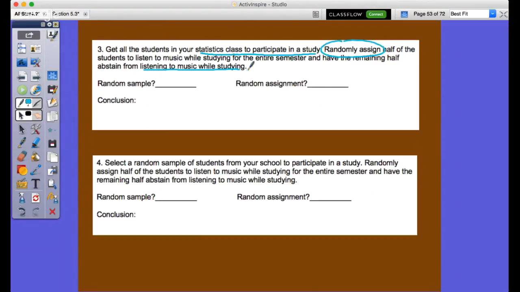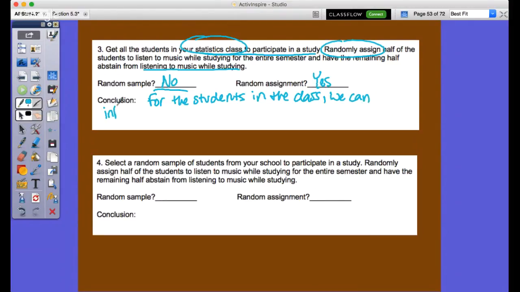So the question is, is there a random sample? The answer was no. There was no random sample. Those that were in the statistics class were the ones that were there, right? Everyone in the statistics class. Was there a random assignment? Yes, there was. So the conclusion, well, we can just say only for the students in the class, right? Because that's what I took from. For the students in the class, we can infer that listening to music while studying decreases or lowers GPA, okay?